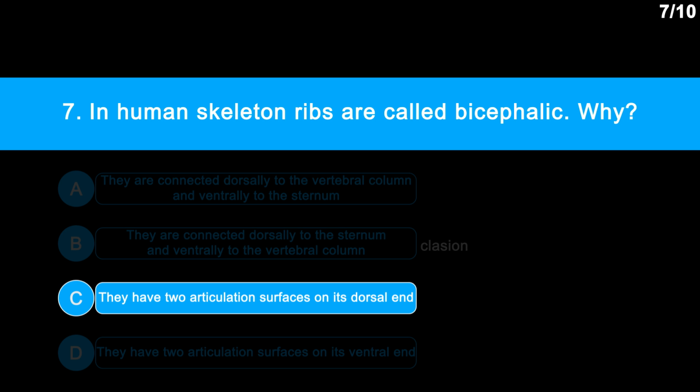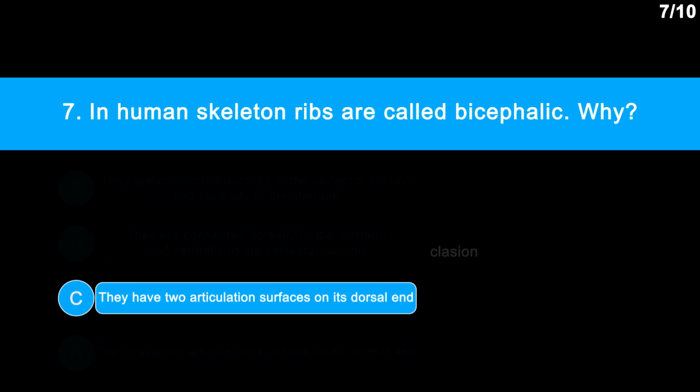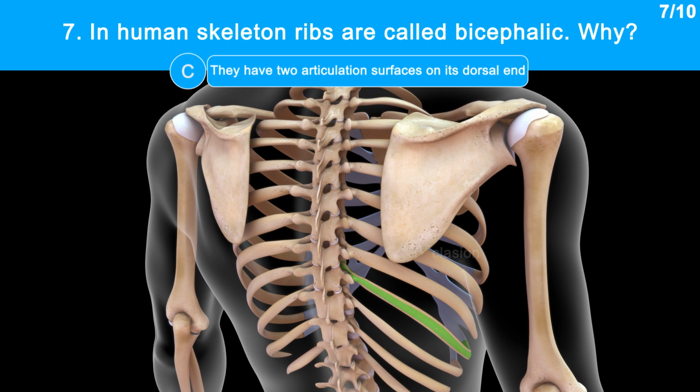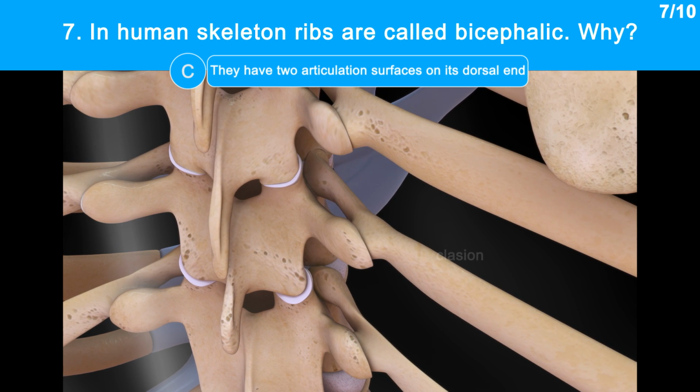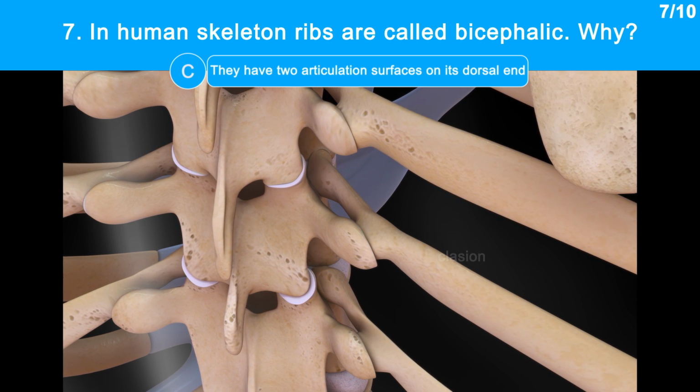The correct answer is option C. They have two articulation surfaces on its dorsal end. Now we will check all 12 pairs of ribs. See, every rib is flat and thin, connected to vertebrae dorsally with its two articulation surfaces.